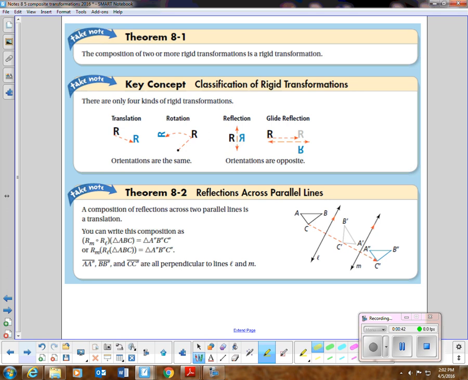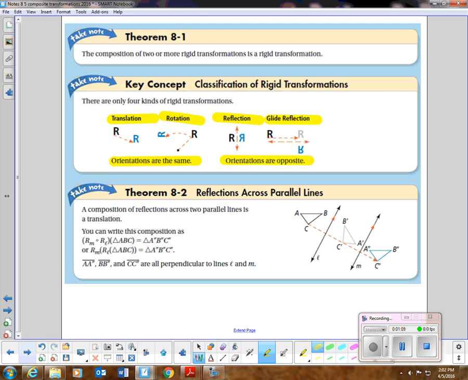Okay. So there are only four kinds of rigid transformations. We've learned about all these by now. We've done a translation, we've done a rotation, we've done a reflection. Okay. And of course, there is also the glide reflection. The glide reflection is a rigid transformation, but it is a combination of a translation and a reflection. Okay. And do notice it says here that the orientations are the same, but these orientations are opposite.